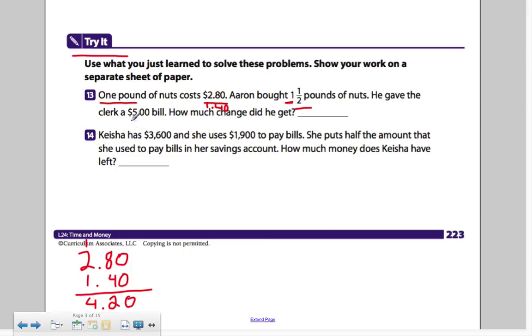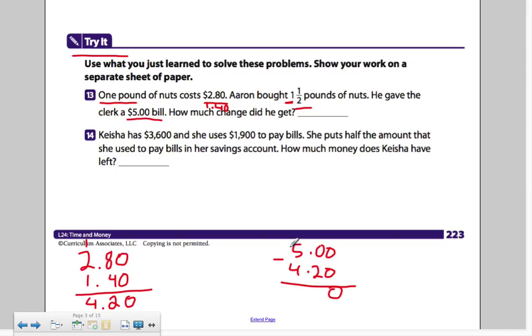He gave the clerk a $5 bill. That's how he paid for it. And then he wants to know how much change he gets. Well, that's simple. Just subtract $4.20 from $5. 0 minus 0 is 0.